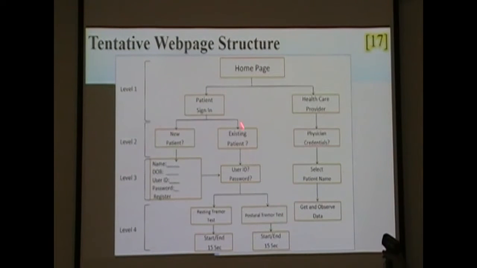In this slide, we have the tentative web page structure. This is tentative because this is how we envision the next phase of this project. We have a 4-level web page with a level 1 home page and options for either a patient or a healthcare provider. Level 2 is a sign-in option, either a new patient or an existing patient. If it's a new patient, we go to level 3 where all the data will be stored with some credentials of the patient. Level 4 will have the options of 2 different tests, with a test time of 15 seconds.